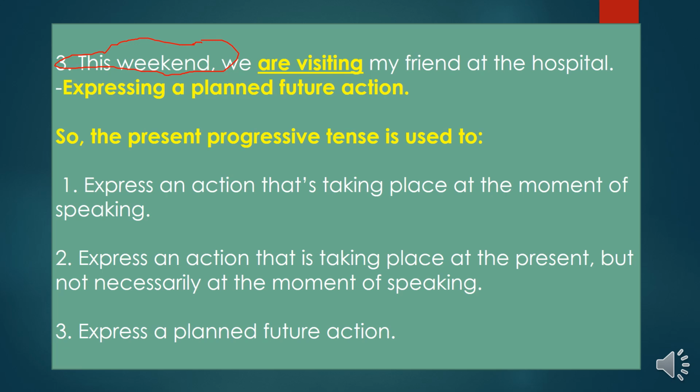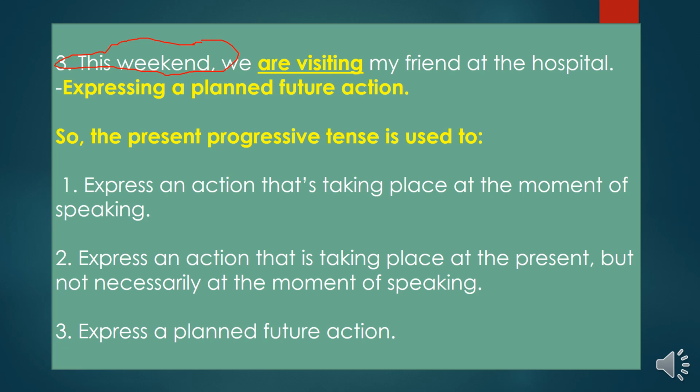This sentence means that this weekend, we already planned that we are visiting, or we are going to visit, my friend at the hospital. So this third use of the present progressive tense is to express a planned future action. Next Monday, I am visiting my grandmother. So I already planned to do this action next Monday.